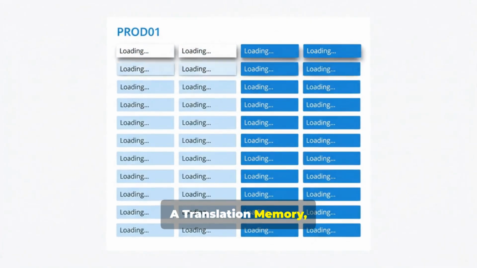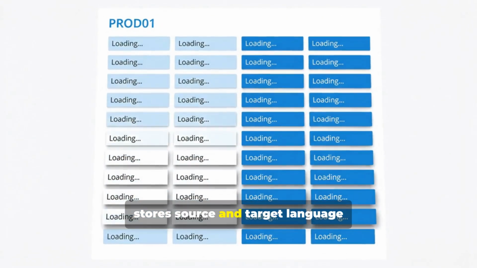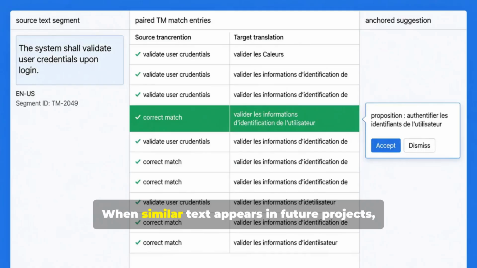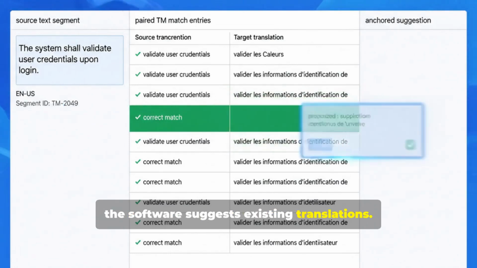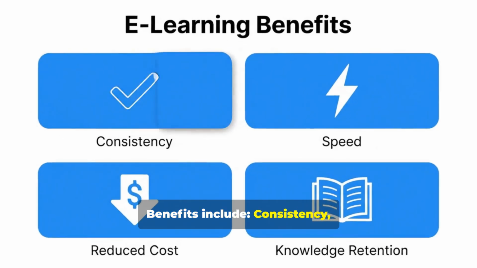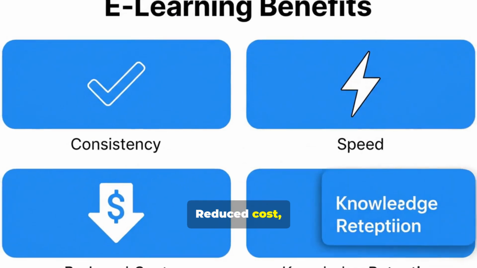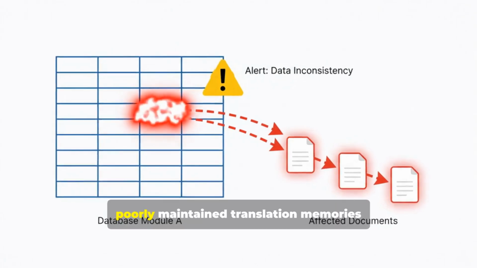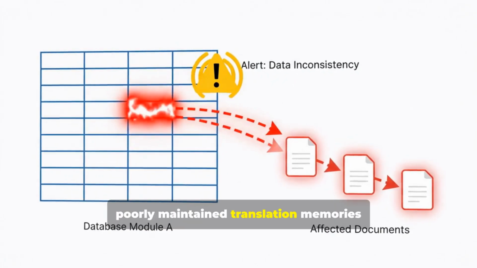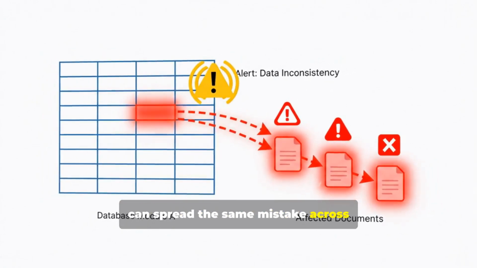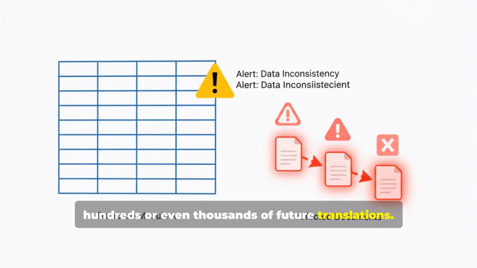A translation memory, or TM, stores source and target language sentence pairs. When similar text appears in future projects, the software suggests existing translations. Benefits include consistency, speed, reduced cost, and knowledge retention. However, poorly maintained translation memories can spread the same mistake across hundreds or even thousands of future translations.